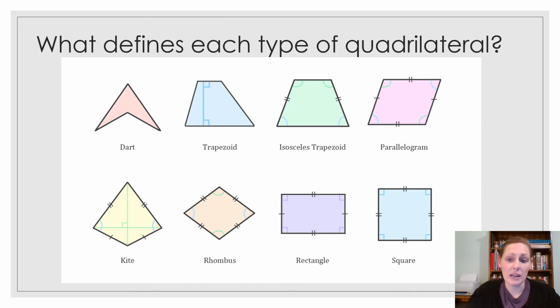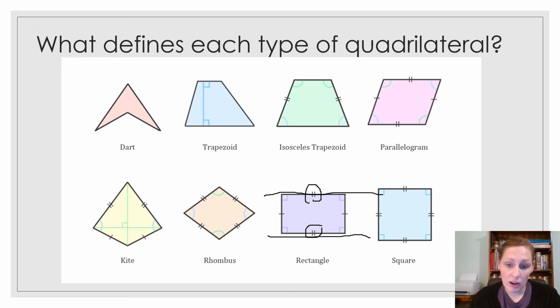Now, if we look here at our quadrilaterals, we can see rectangles have 4 sides, 4 angles, but these opposite sides are parallel. So if I draw a line and if it were straight, they will never touch each other. The line from this side and the line from this side are never going to intersect. They are parallel. They'll go on forever.